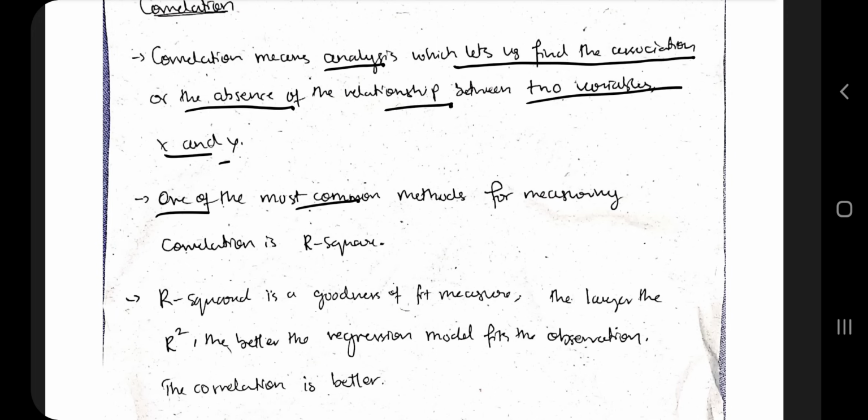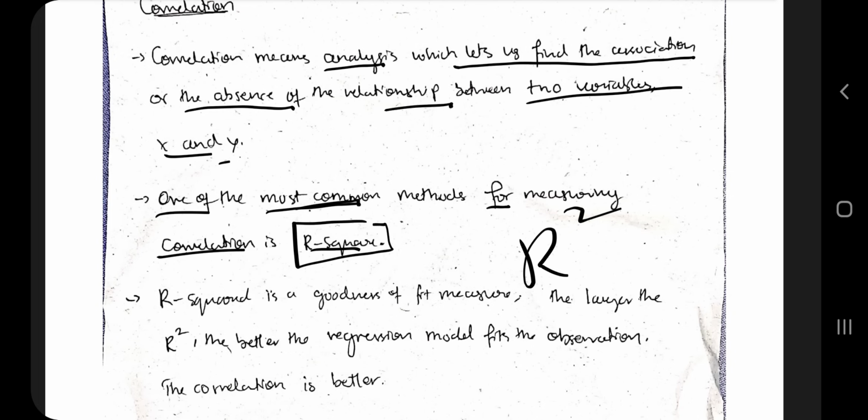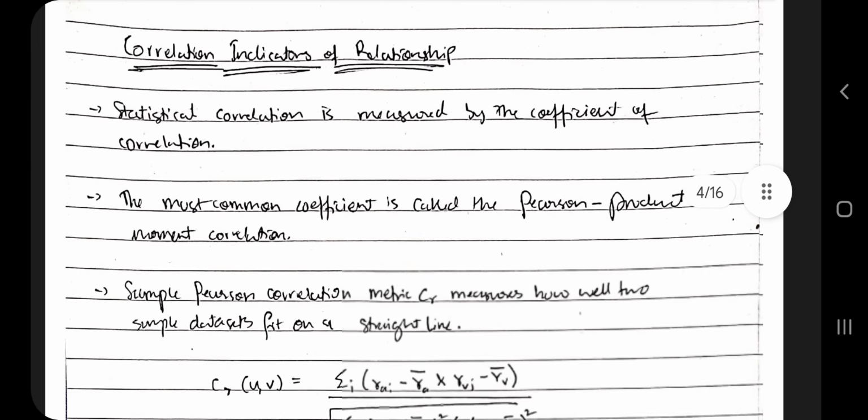One of the most common methods. Okay, what is the most common method? The common method for correlation is R square. Okay, R square. It is what? It is a goodness of fit measure. The larger the R square, the better the regression model. Remember this. If R square is more, it will be better.